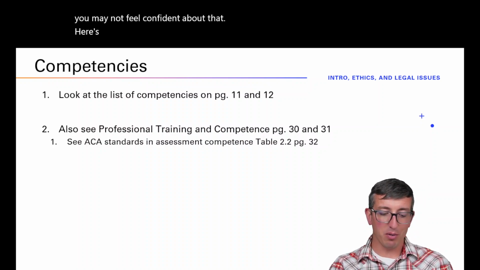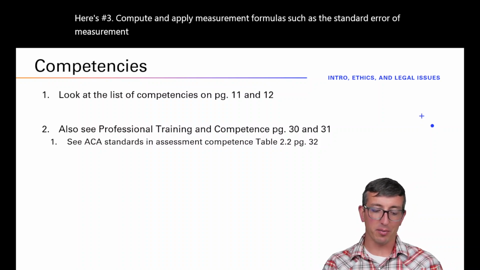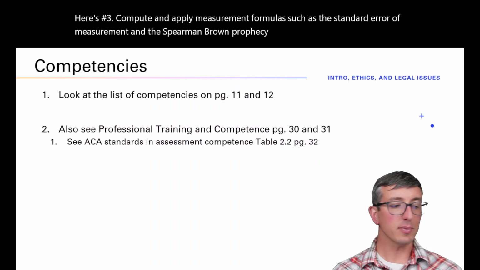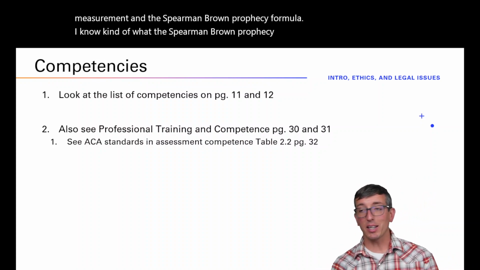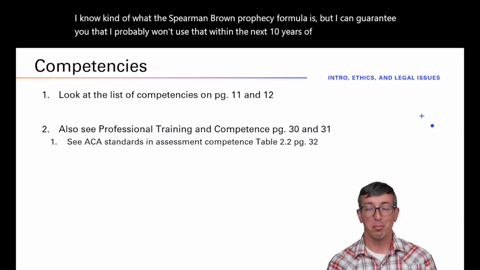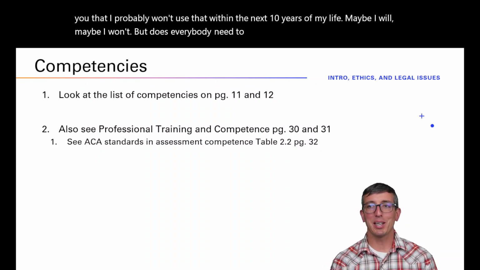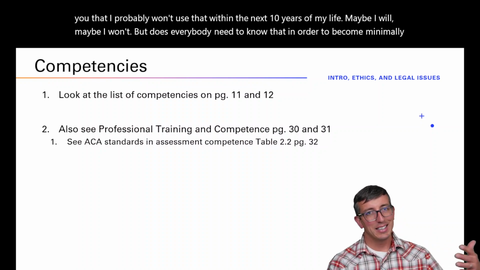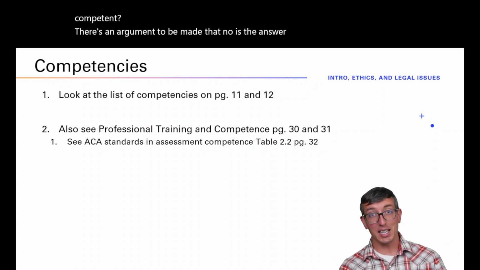Here's number 3. Compute and apply measurement formulas such as the standard error of measurement and the Spearman-Brown prophecy formula. I know kind of what the Spearman-Brown prophecy formula is, but I can guarantee you that I probably won't use that within the next 10 years of my life. Maybe I will, maybe I won't. But does everybody need to know that in order to become minimally competent? There's an argument to be made that no is the answer. Some people will say yes, absolutely.